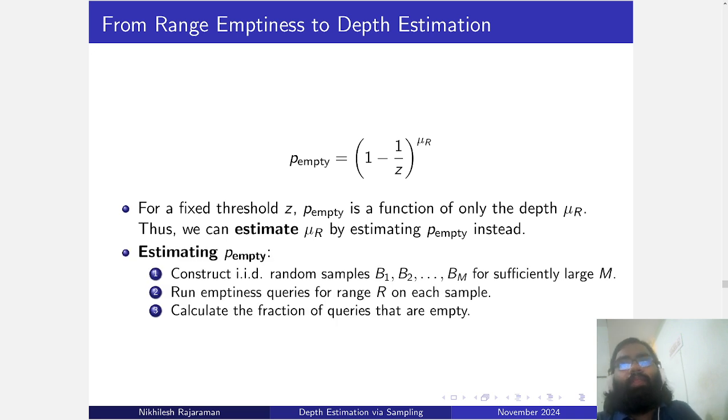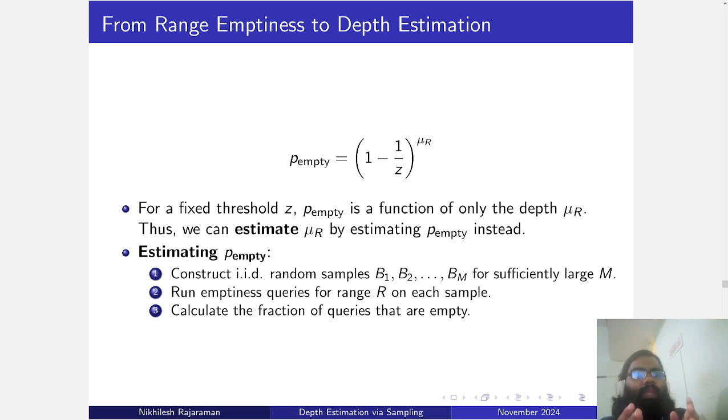How do we actually estimate the probability that our range is empty? For that, we can just use our good old friend from probability, the law of large numbers. So instead of generating one single random sample over our objects, we'll generate m independent random samples of our objects, where m is some sufficiently large number. Each of these random samples is in itself a subset of our objects, and we'll call these B1, B2, B3 all the way up to Bm. And the way we generate each of these Bi's is by sampling every object with probability 1/z, the same way we did it earlier.